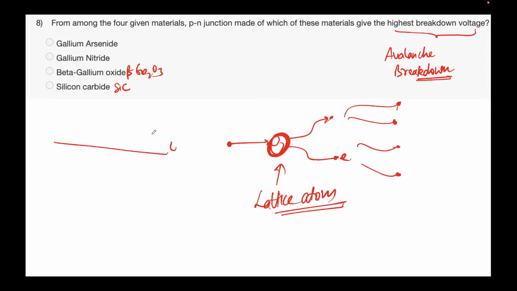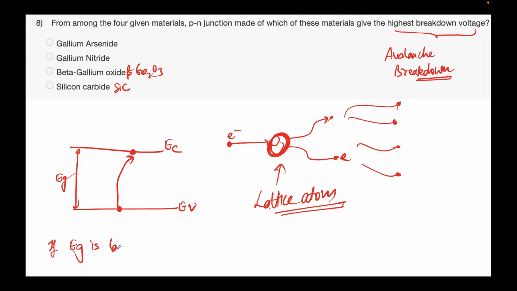Alternatively, you can look at it this way. Sorry, just let me redraw this. This is our EC, this is our EV, and this is our EG. So this incoming electron must have sufficient energy to do this. It must create another electron, it must take one from EV to EC, right? So when will it be more difficult? It will be more difficult if EG is large, right? So if EG is large, the kinetic energy of the incoming electron must be higher, right?